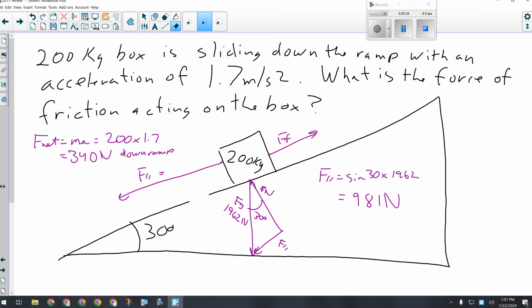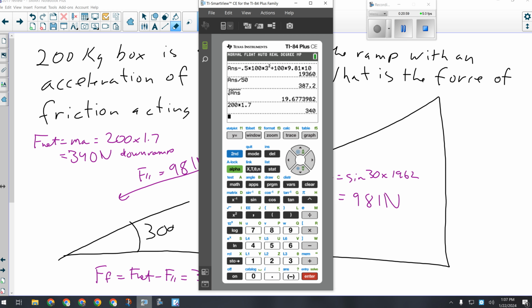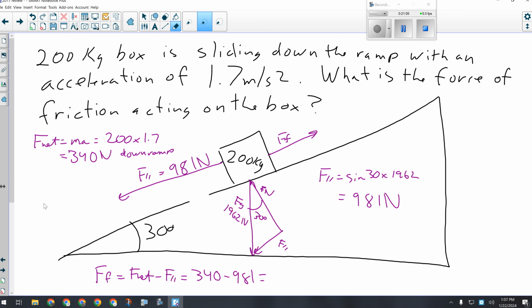Okay, 981 newtons. Now that I know that one, and I know what that one and friction add up to, can I find friction? My force of friction will be F net minus F parallel. So 340 minus 981 gives me negative 641 newtons, or 6.4 times 10 to the 2 newtons up the ramp.